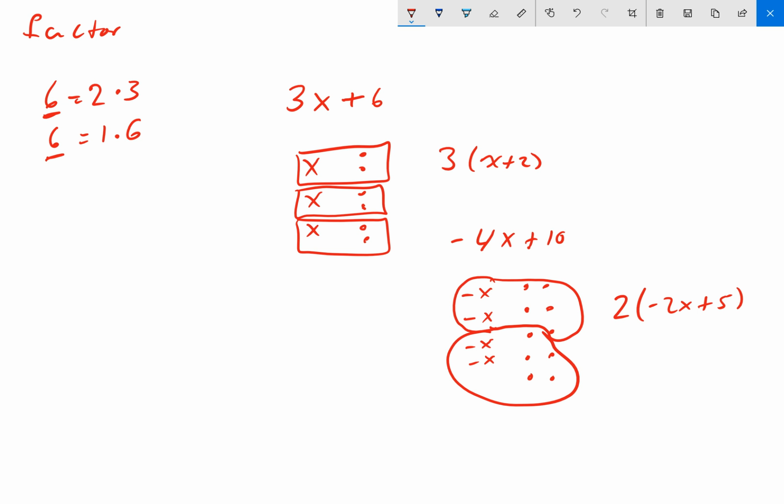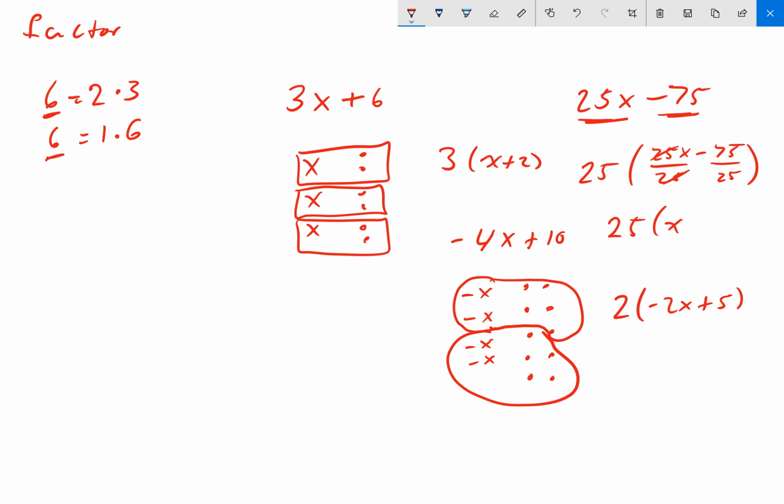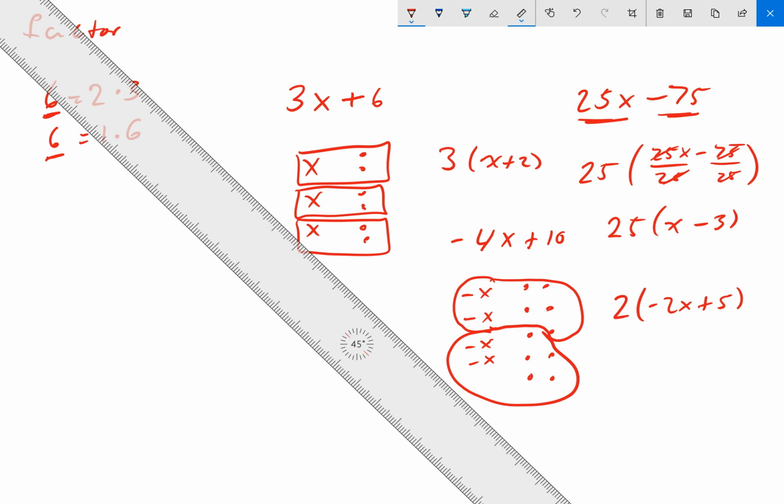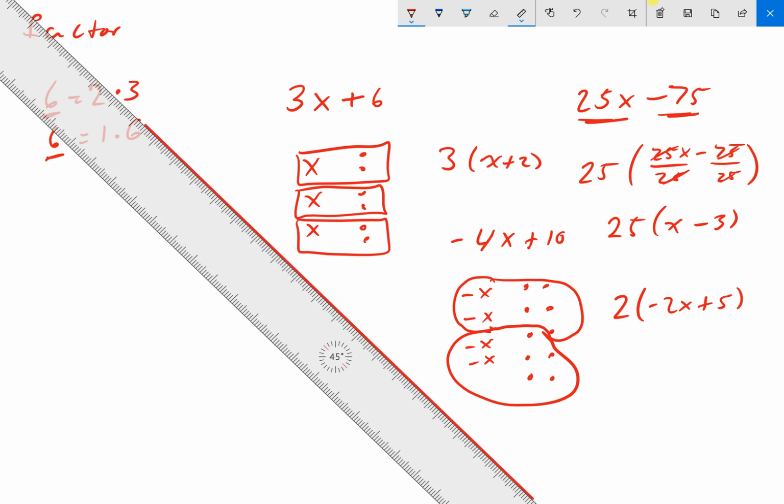So, how can we do this without having to draw the picture every time? Because the picture could be a little bit tricky if you had something like 25x minus 75, all right? Well, what you have to do is you have to figure out what numbers go into both 25 and 75. In this case, 25 does. So I'm going to say 25x minus 75, and I'm going to divide each term by that. So 25 goes into 25x x times, minus 25 goes into 75 3 times. That's it. Well, this actually came out perfectly fine for me.